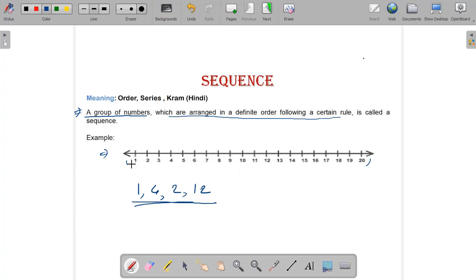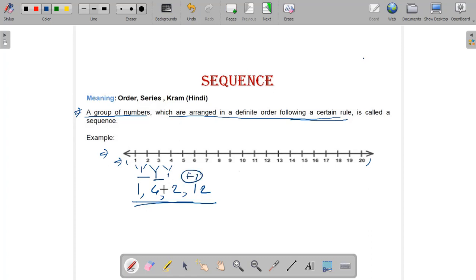But if we take 1, then 2, then 3, then 4, then 5, then 6, then 7, this is in a proper way and following a certain rule, that means there is some relation among all the numbers. For example, here you see, if we add 1 with 1, we get 2. If we add 1 with 2, we get 3. If we add 1 with 3, we get 4. So there is a proper relation, and the relation is plus 1.